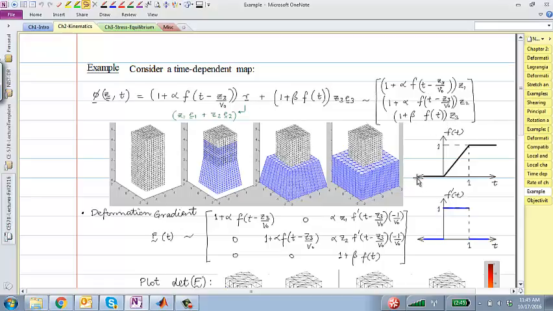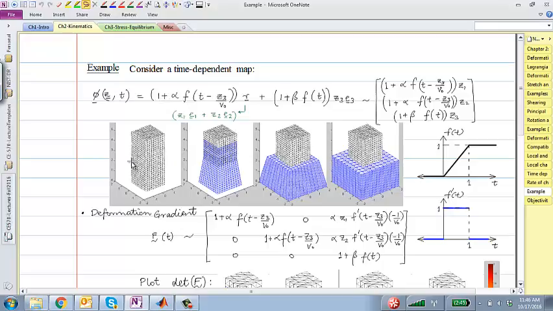I'm saying that the function f, this function, is a ramp function which goes up to its maximum value at 1. So initially it's 0. That gives me this profile. And after time 1, the value of this function is 1. So I get 1 plus alpha times 1.